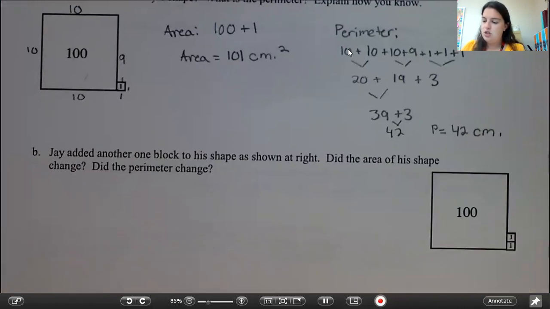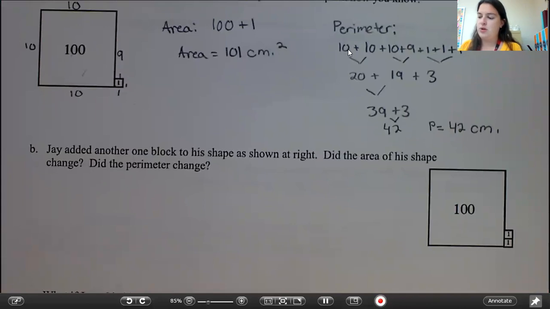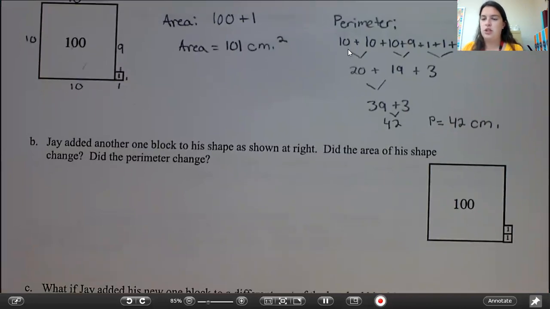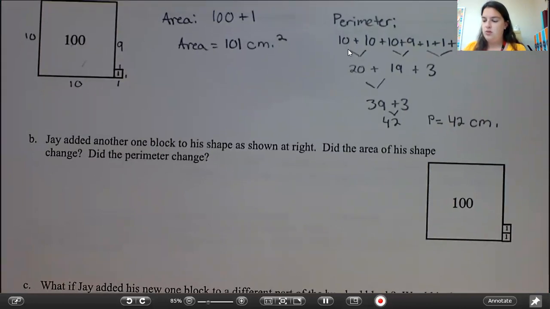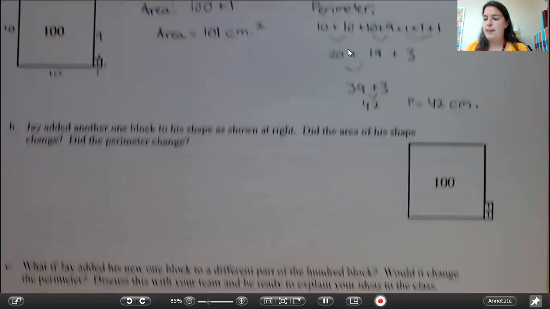Part B says, Jay added another 1 block to his shape as shown at right. Did the area of his shape change? Did the perimeter change? Go ahead and pause the video and try.